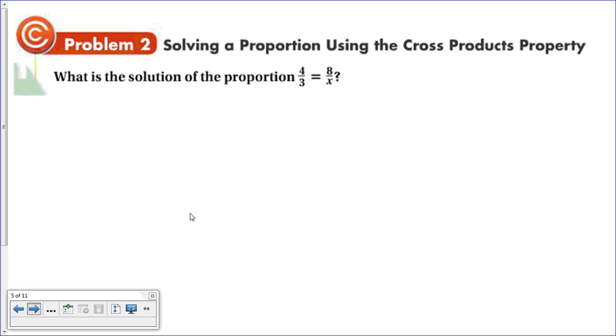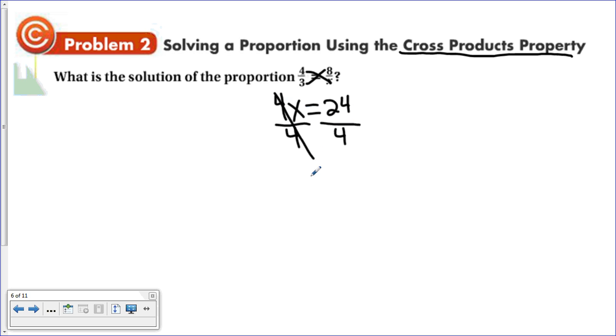So let's check this out in action. We're going to do this one. We are going to use the cross product property, so you multiply straight across. 4 times x is 4x. 3 times 8 is 24. And then it's simply solving. To get x all by itself, you divide by 4. x equals 6.